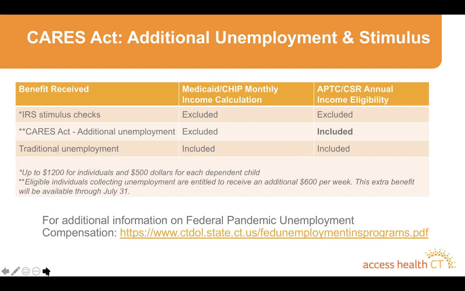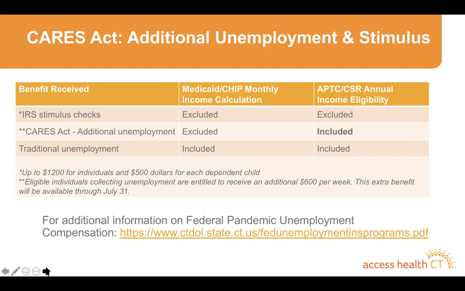And traditional unemployment on that last line there, as usual, is included and has always been included as part of modified adjusted gross income for both Medicaid and CHIP calculations and APTC and CSR eligibility. And it does say in the fine print there that this extra benefit will be available through July 31st. I think that is correct. I think it might actually be July 25th, but that's about right.